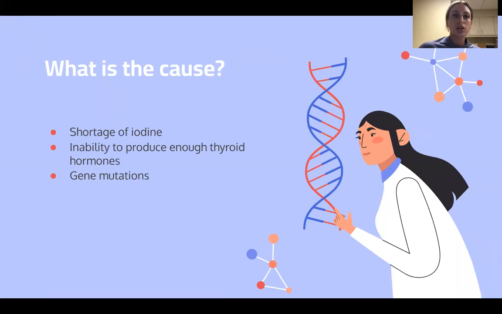So what's the cause? The cause is a shortage of iodine, or the thyroid's inability to produce enough of these hormones, specifically T3 and T4, and then also gene mutations.